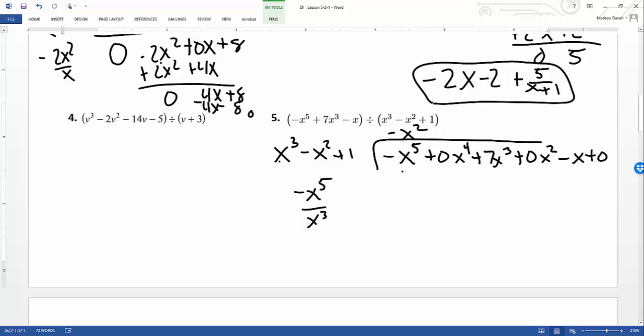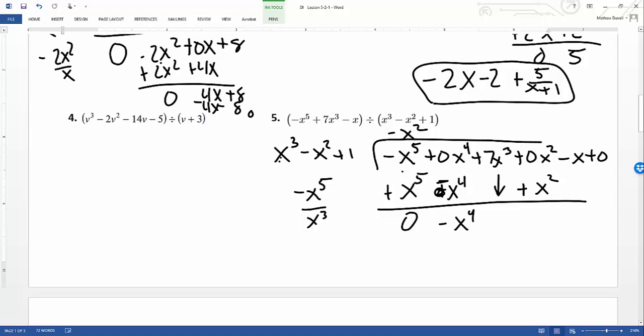Now distribute. So minus x squared and x cubed is minus x to the 5th. Minus x squared and minus x squared is positive x to the 4th. And then minus x squared and 1 gives me minus x squared. Again, another perfect example as to why you need those placeholders. There would have been no spot for me to put that x to the 4th or my x squared. Now, I need to subtract now. So switch the signs. So that's 0, that's minus x to the 4th. That gets brought down.